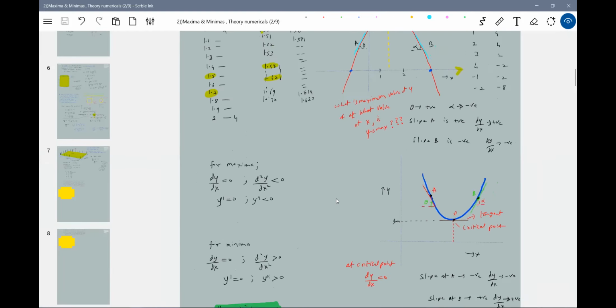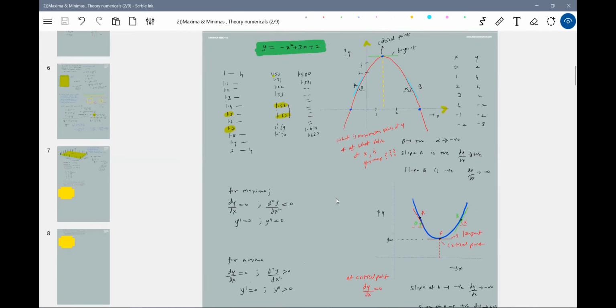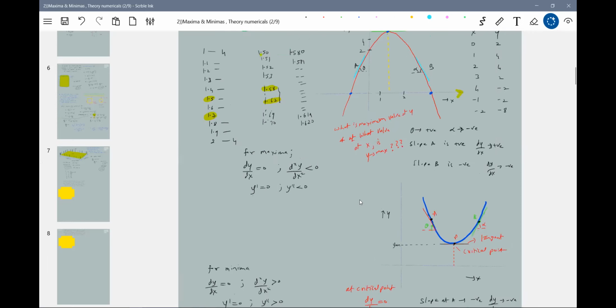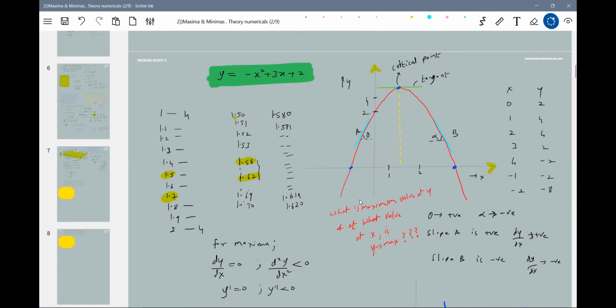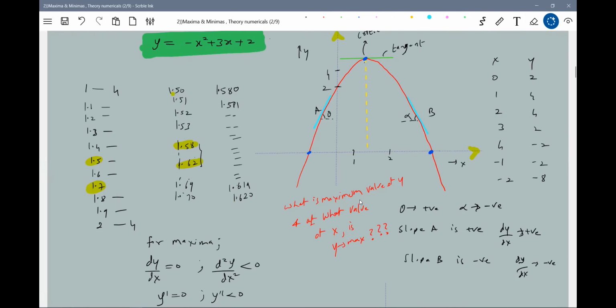I want you to make observation of both. For maxima, what we can write. Let's make first maxima. For maxima, what is the condition we can put? Hope everyone is able to see.